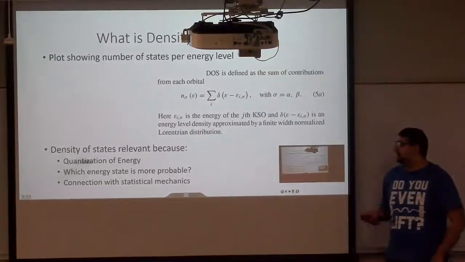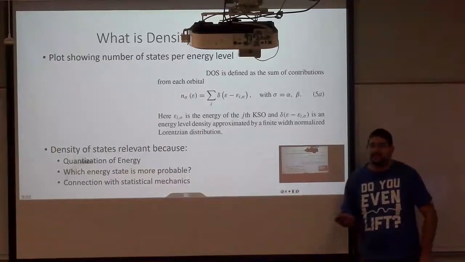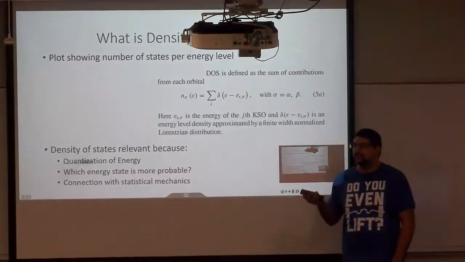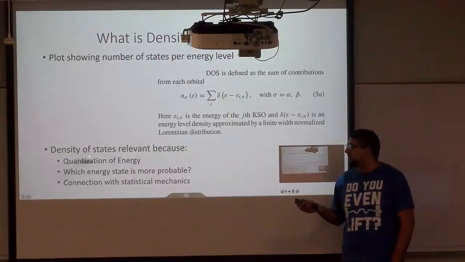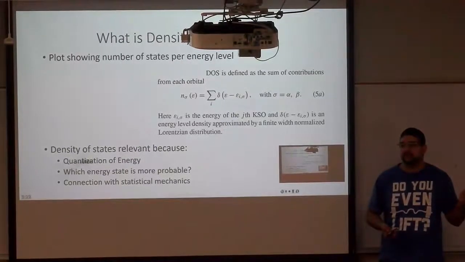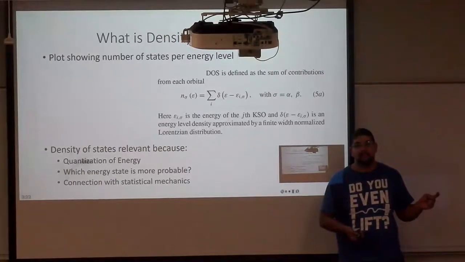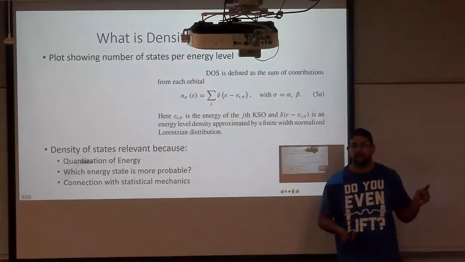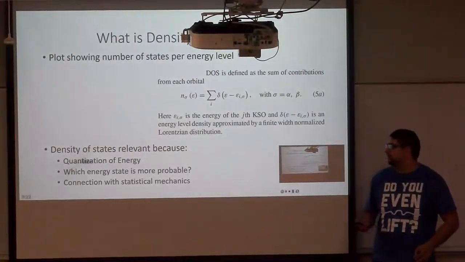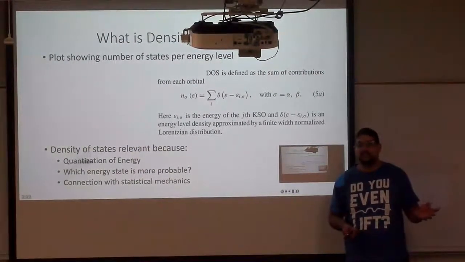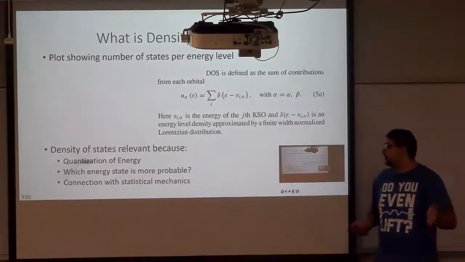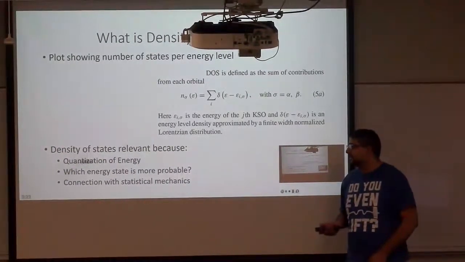Now, why is density of states relevant? If we remember in quantum mechanics, which is part of what we're studying, energy is quantized and discrete. In classical mechanics, energy can start from 0.001 and gradually increase or decrease. But in quantum mechanics, energy jumps straight from one energy level to another. There's no in between.